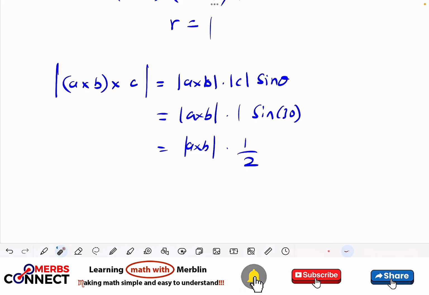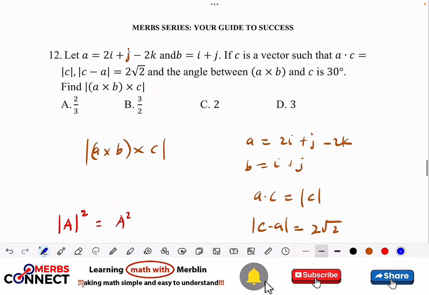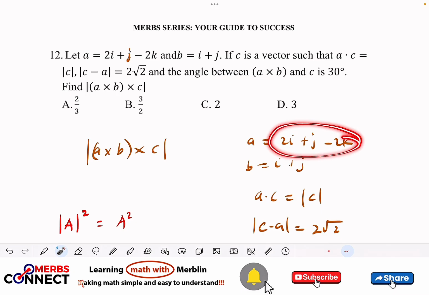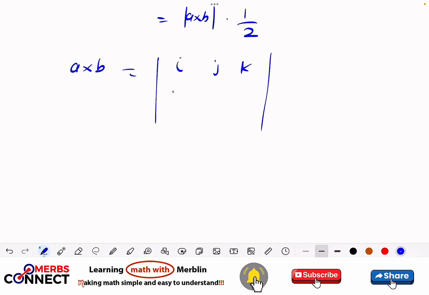So now what we just need to look for is A cross B magnitude, right? There is no magnitude here. So let's first find A cross B before we find the magnitude. So this is going to give us i, j, k. Now A is giving us this, and B is also giving us this. So we are going to have A first, so 2, 1, minus 2, and B is ij, so I'm going to have 1, 1, 0.